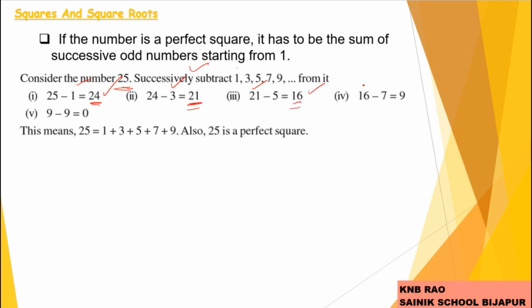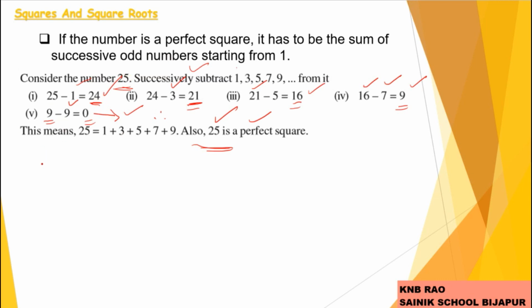From this difference 16, I will subtract the fourth odd number, which gives the difference 9. From that 9, if I subtract the fifth odd number, I will get 0. The moment I get 0, I can say the sum of the first 5 odd numbers is equal to 25. That means 25 is a perfect square. If I do not get 0, then the given number is not a perfect square.